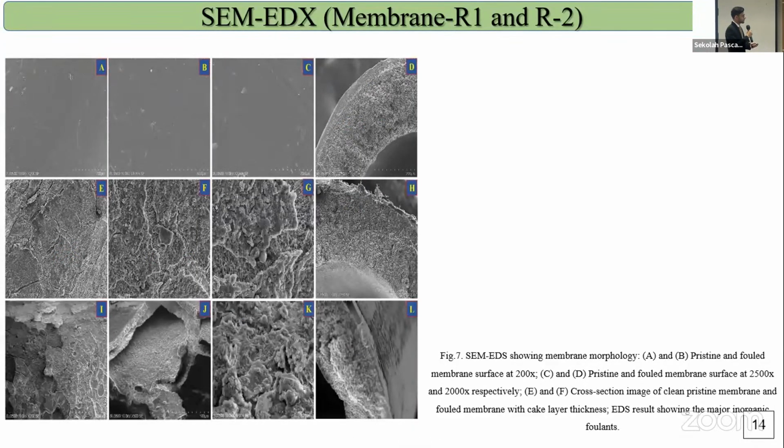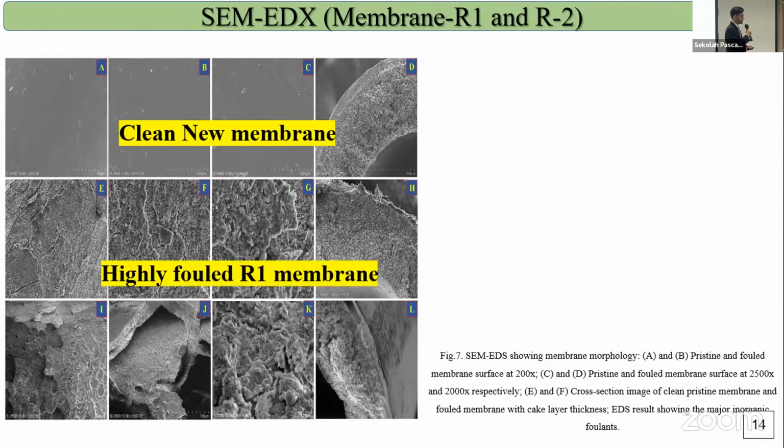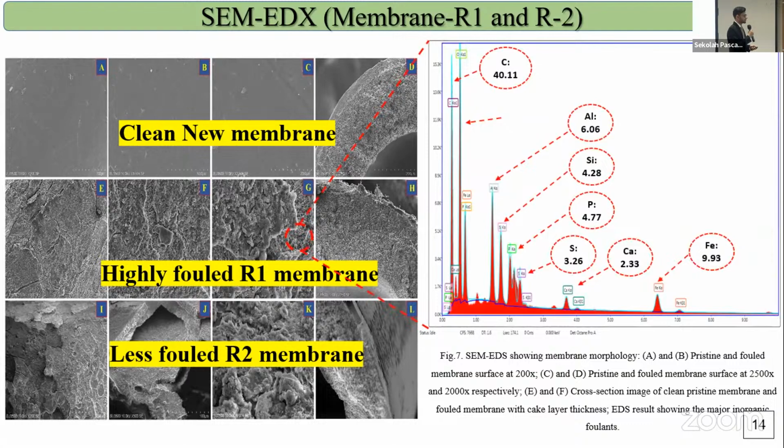From the SEM and EDX analysis, we could see that there is a significant accumulation and cake layer present on reactor 1 of high flux, and significantly lesser accumulation of foulant on reactor 2, which was operated at very low flux. And from the EDX analysis, we could see that the major foulant was biological in nature, so the major biofoulant was present on the surface.